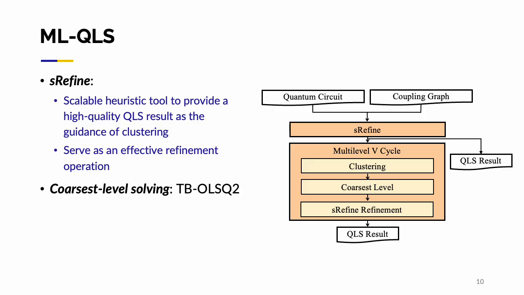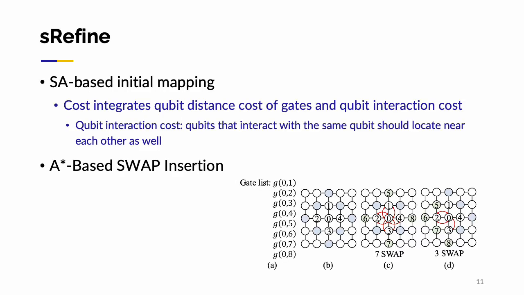So here is our overall flow. We will begin with a heuristic tool, S-Refine. It can provide high-quality solutions as the guidance for clustering, and it also serves as an effective refinement operation at each finer level. And we use TB-OLSQ2 to do coarser level solving. In S-Refine, we have simulated annealing-based initial mapping, and we use A*-based swap insertion to do the routing.